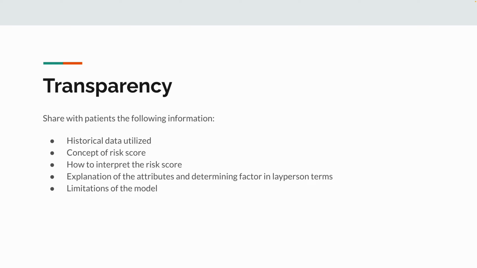We need to explain the attributes of the factors, or the determining factors, in layperson terms. So we need to explain to them, for example, if they have high blood pressure, how high blood pressure can be a precursor to a stroke. We also need to talk about any limitations in the model, and explain clearly that this is a probability of having a stroke in the future and not a guarantee of having a stroke.